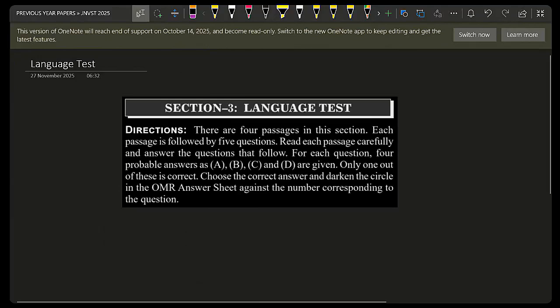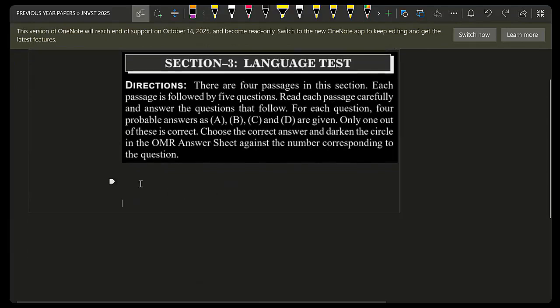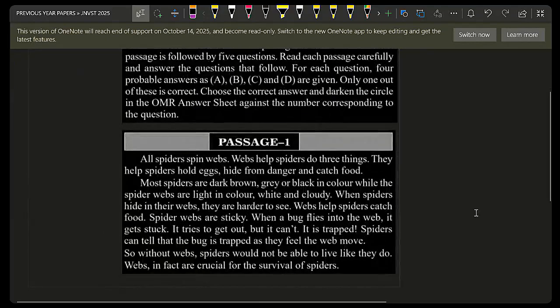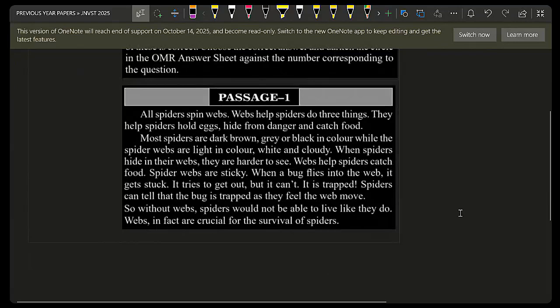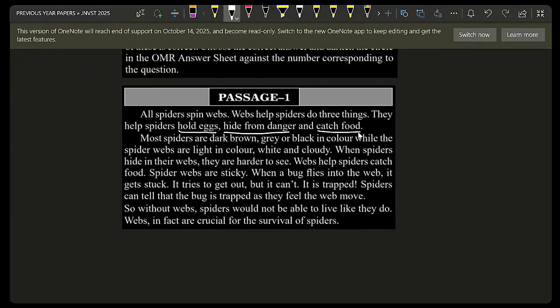Passage number 1. All spiders spin webs. Webs help spiders do three things. They help spiders hold eggs, hide from danger, catch food. So, how are webs helping the spiders to hold eggs, hide from danger, or catch food? So, there are the three helps.